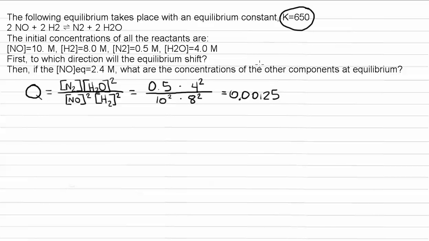Now let's evaluate our Q compared to K. Q in this case is significantly less than K. When Q is less than K, it means our Q value is too small. We need to make our Q value bigger in order that it reaches equilibrium. So we need to make this number, 0.00125, bigger to get to 650. In order to get bigger, we need our numerator here to be bigger. Our numerator here is the products. So in this case, our equilibrium is going to shift right to increase the concentration of the products.